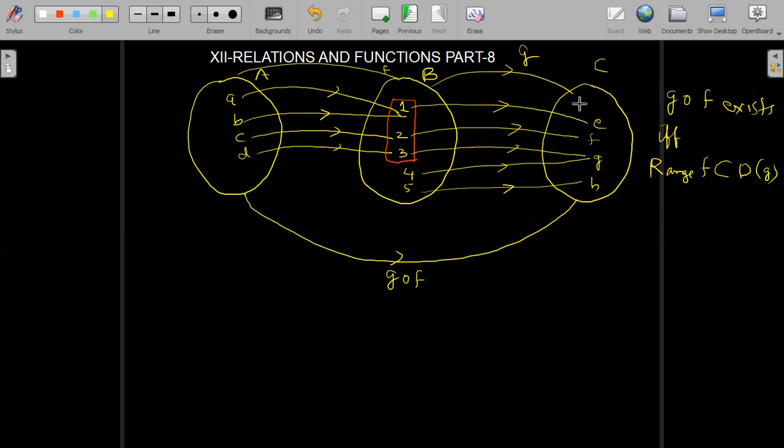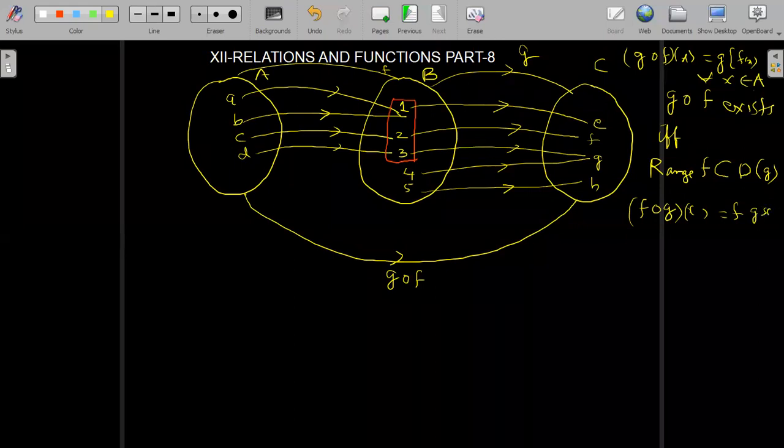And if it is opposite, we are going from C to B and B to A, then it is called F composite G, and which is defined by, I told you that GOF of x is defined as G of F of x for all x belongs to A. Similarly, FOG of x is defined as F of G of x for all x belongs to C.